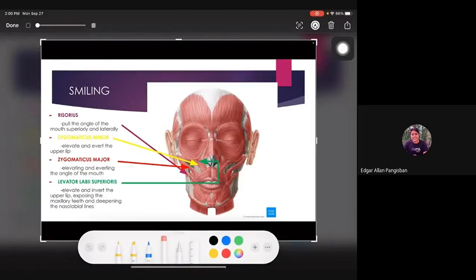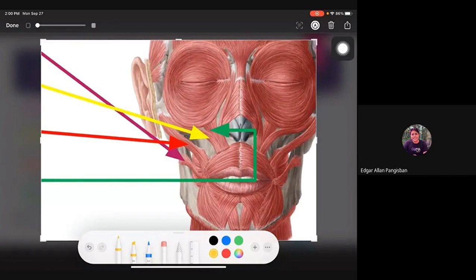Okay, so ito po siya. Here, this is the corner of the mouth. Okay, so kita niyo yung violet. This is the corner of the mouth. So, ang action ng ating risorius, so this is the risorius muscle, okay, inserted in the angle of the mouth. So, ang action na, it would pull the corner of the mouth or the angle of the mouth laterally, okay, patalikod and pataas. Okay. So yun yung action ng ating risorius muscle.